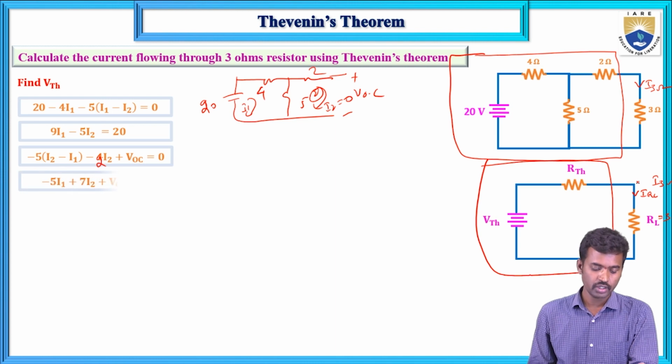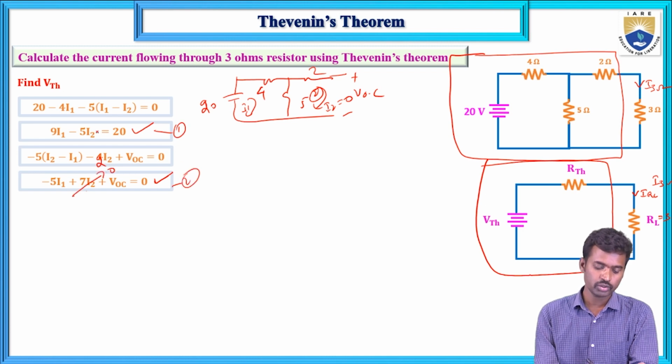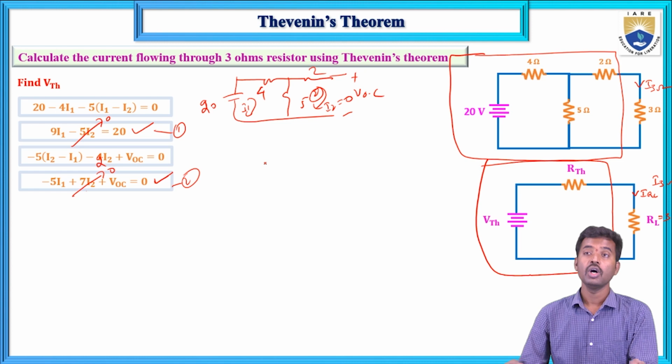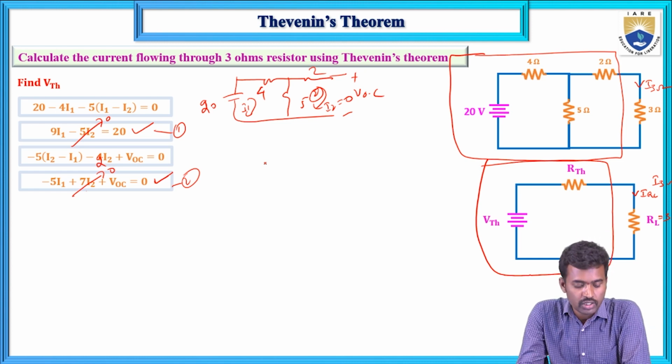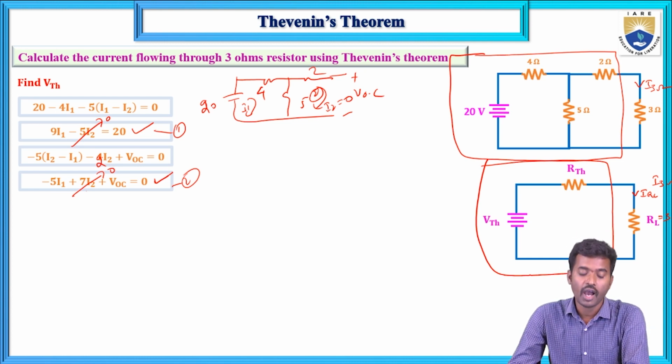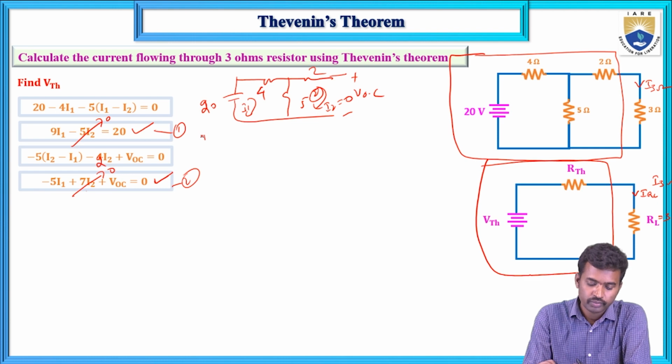What would be the equation for this? 5 plus 2 is 7 and minus 5 I1 plus VOC equals 0. This is equation number 1 and this is equation number 2. Here I2 equals 0. After solving these two equations, you will get I1 and I2. Here I1 equals 20 by 9.